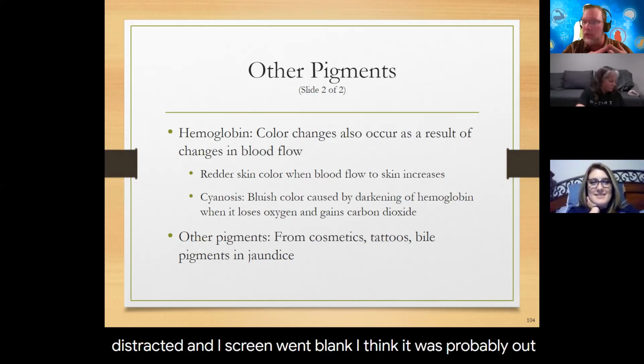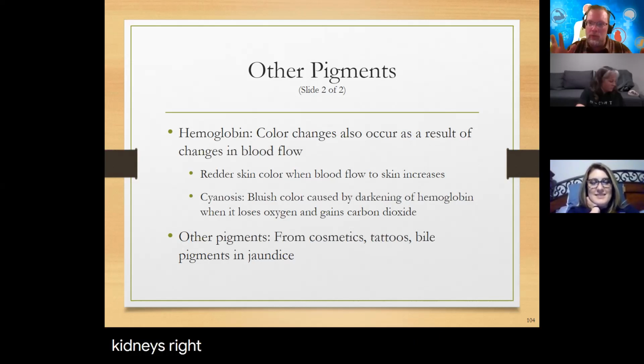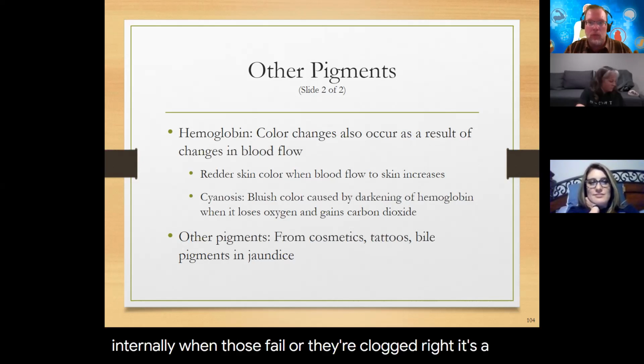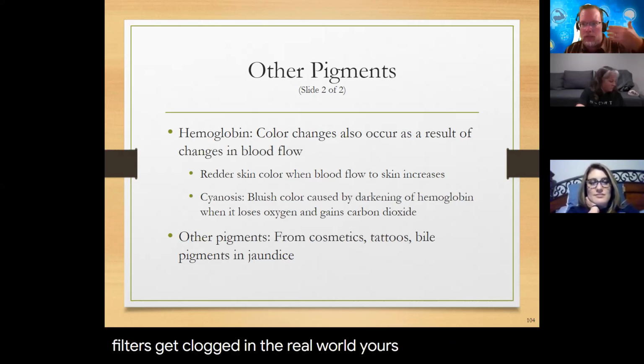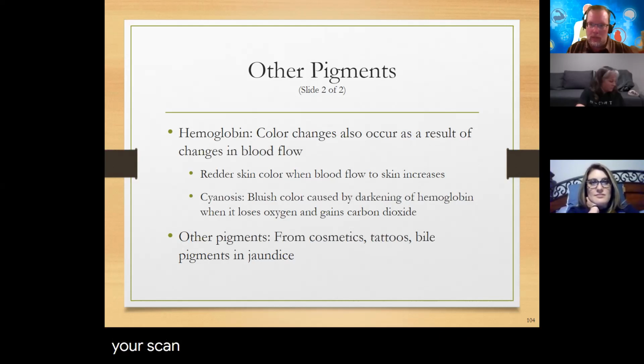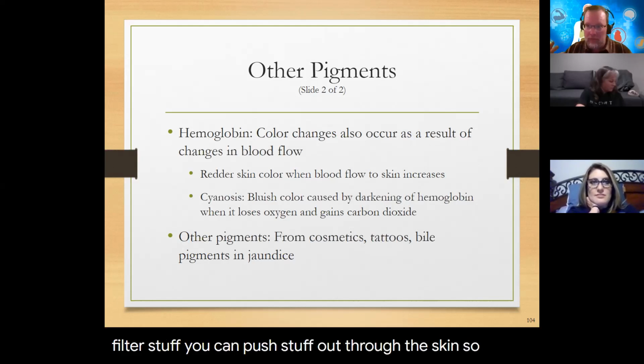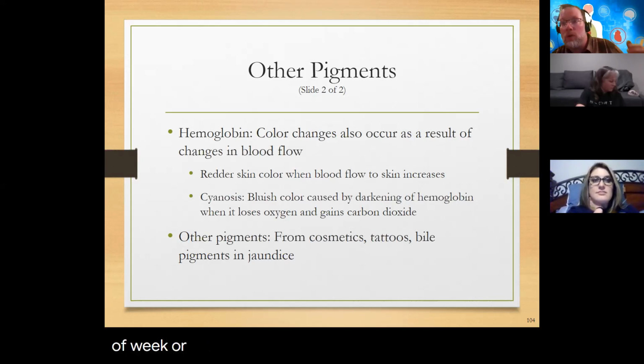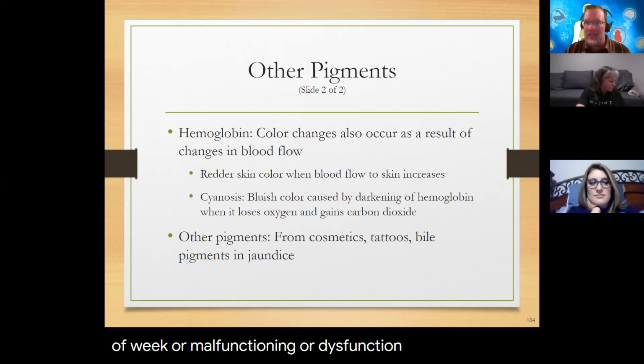I think it was probably skin conditions, right? You think of filters, your liver and your kidneys, and your lymph nodes, those are your filters internally. When those fail or they're clogged, just like filters get clogged in the real world, yours can get sluggish, gummed up, slowed down. How do you filter stuff? You can push stuff out through the skin. So skin conditions oftentimes are indicators of weak or malfunctioning or dysfunctional filters internally. So always consider that too when you're dealing with skin on a clinical level.